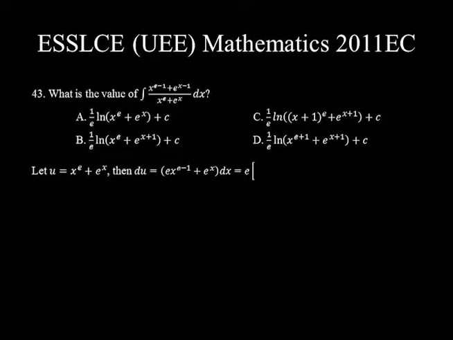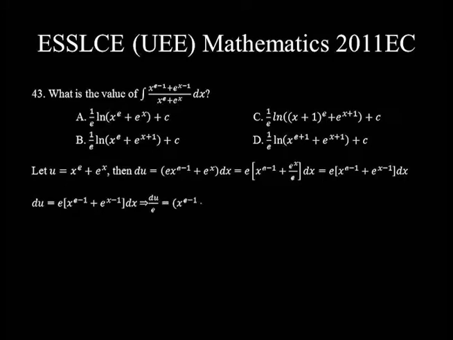Let's take e as a common factor, that's e times x to the power of e minus 1 plus e to the power of x divided by e, dx, which is equal to e times x to the power of e minus 1 plus e to the power of x over e to the power of 1. Since the base is the same, we can solve this as e to the power of x minus 1 dx. Thus, we get du is equal to e times x to the power of e minus 1 plus e to the power of x minus 1 dx. Multiplying both sides by 1 over e, we find 1 over e times du is equal to x to the power of e minus 1 plus e to the power of x minus 1 dx.